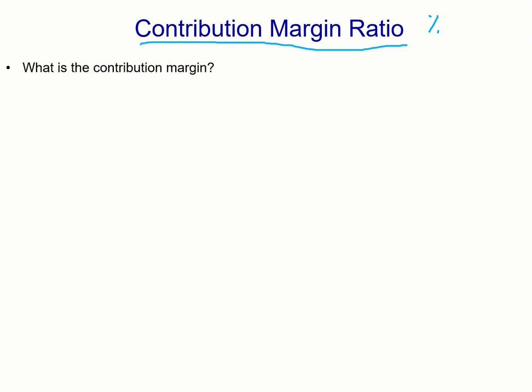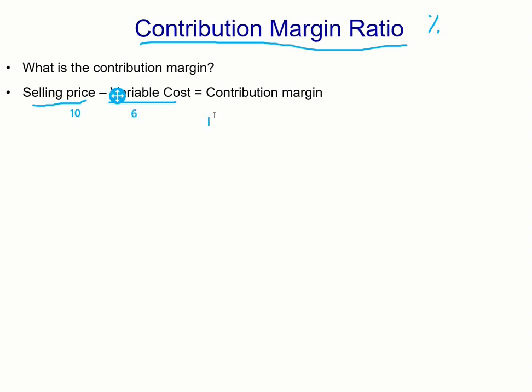So what is the contribution margin? Well, it's the selling price minus the variable cost. Simply put, if we're selling a product for $10, and it's costing us $6 to buy the product, 10 minus 6 gives us a contribution margin of $4 per 1 unit. Now, we can take this information and compute a percentage to figure out how much each unit we are selling is contributing to our contribution margin.